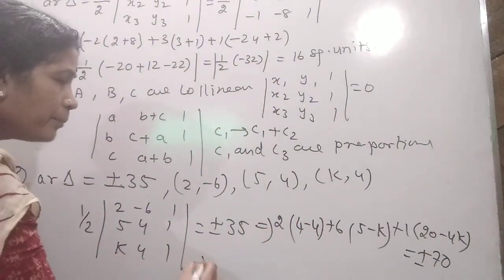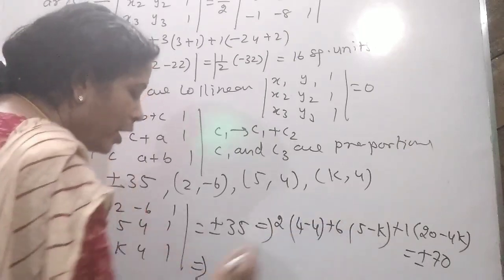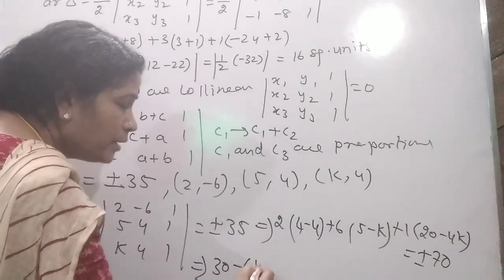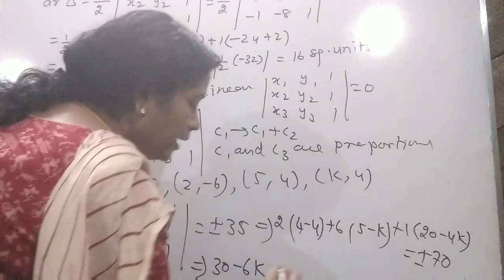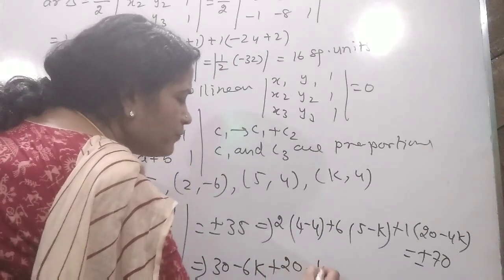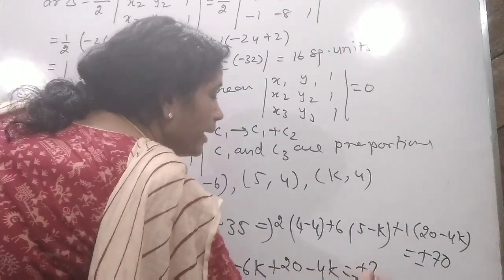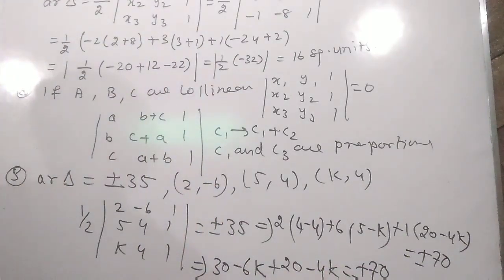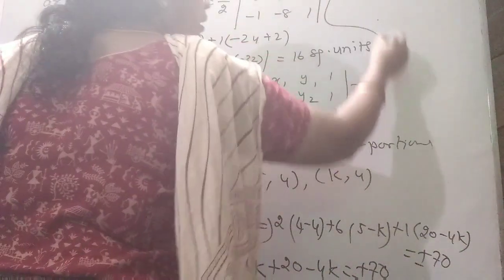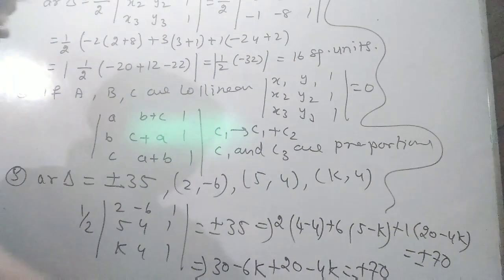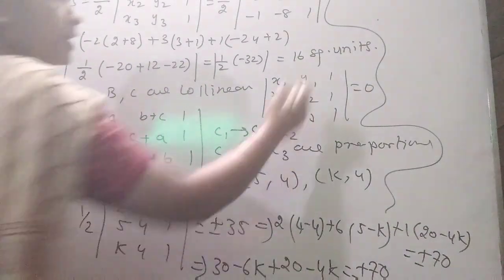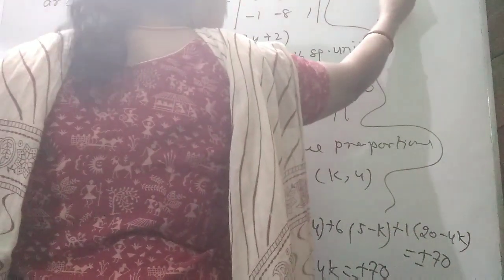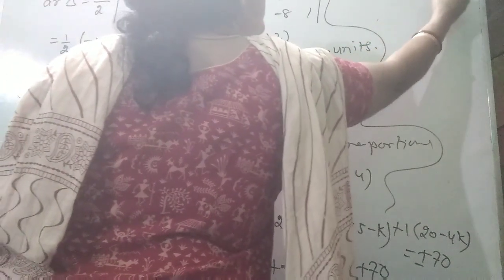Now finally, this is 0. Here I am getting 30 minus 6k, and then 20 minus 4k equal to plus or minus 70. Okay, now let me finish. Then this is 50, this is 10k. So 50 minus 10k equal to plus or minus 70.